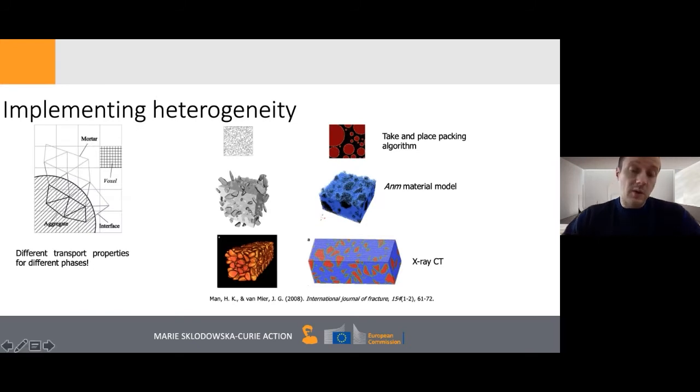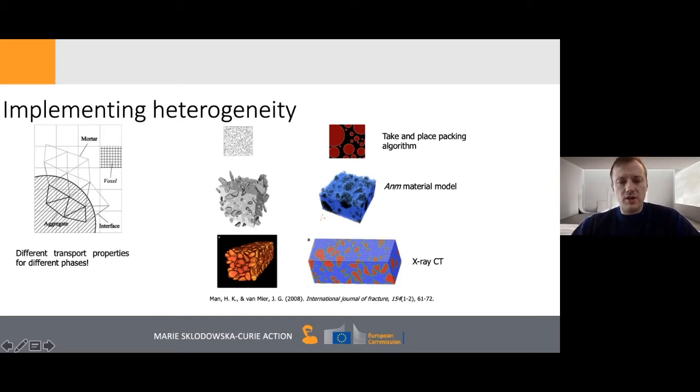Then, because we want to look at the material scale, we want to implement heterogeneity. There are 3 ways we can do this. First is to create a simple material structure based on our particle size distribution, assuming that our aggregates are spherical particles. We have a simple algorithm that packs first the largest particles and then, according to the particle size, packs smaller particles. And we map that on top of our lattice.